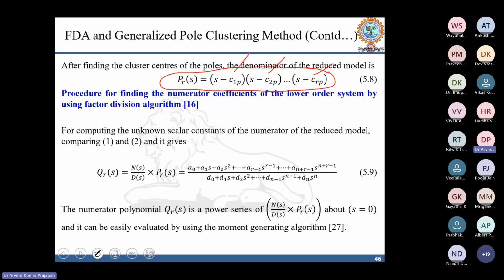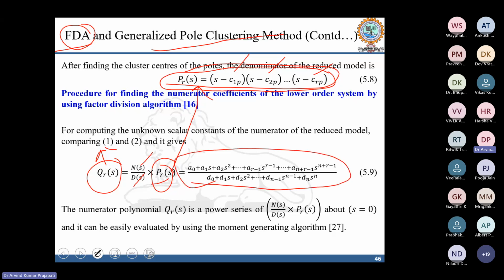Similarly, you can determine the denominator, and then you can get the reduced order model by using the generalized pole clustering method. Here I have discussed the generalized pole clustering method and the factor division algorithm. The denominator is calculated by using the generalized pole clustering method, and the factor division algorithm is used for calculating the numerator polynomial. Here N(s) and D(s) are the original system polynomials, which are already known, and the reduced denominator we have calculated by using the generalized pole clustering method.